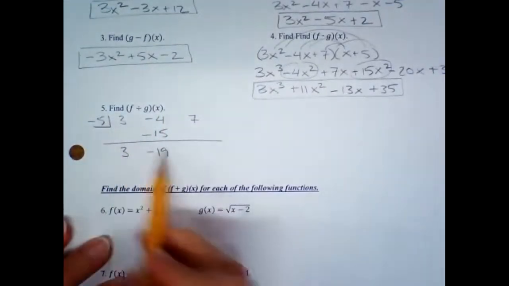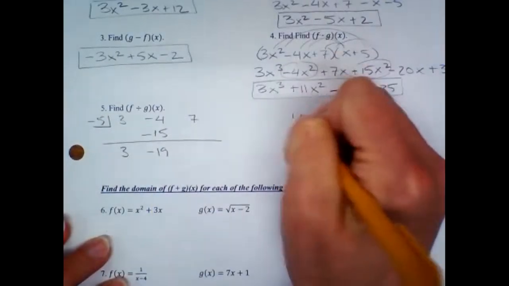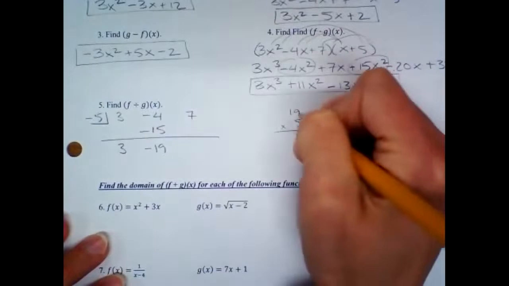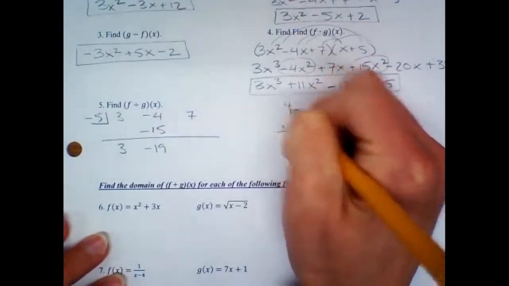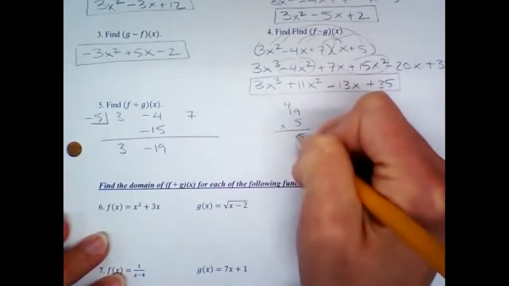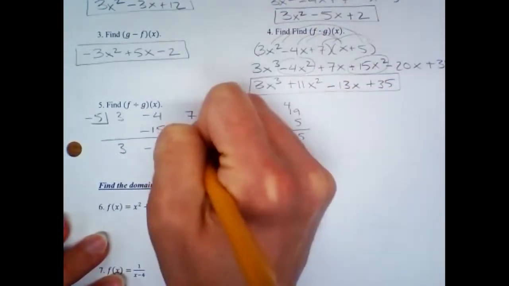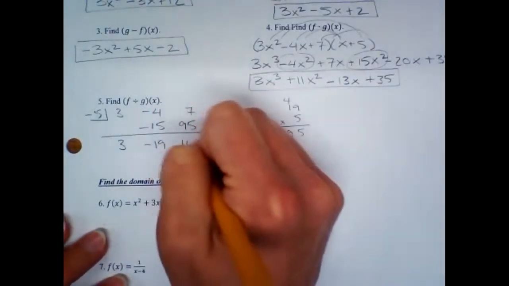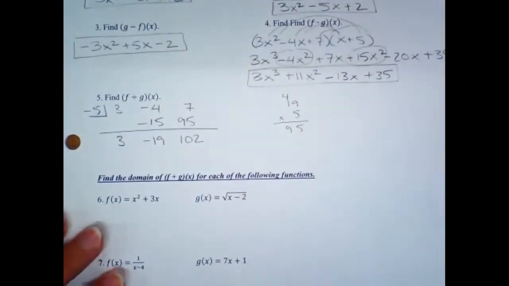When we multiply these, the negatives are going to cancel. I don't know 19 times 5 off the top of my head. You can work it out off to the side. 9 times 5 would be 45. 5 times 1 is 5, plus 4 is 9. So 95. Again, the negatives cancel, so it would be positive. And then plus 7 would be 102.